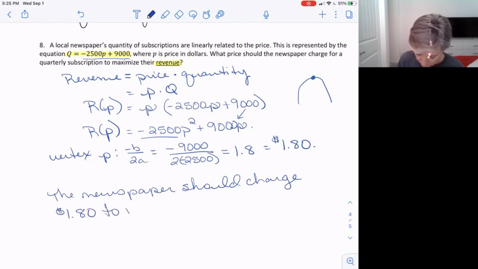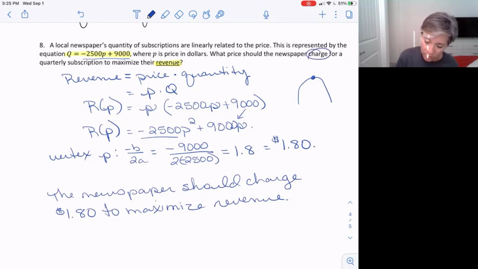They did not ask us what that maximum revenue would be. They just wanted to know what they should charge. So that's what they mean by asking for the price. What price should the newspaper charge?